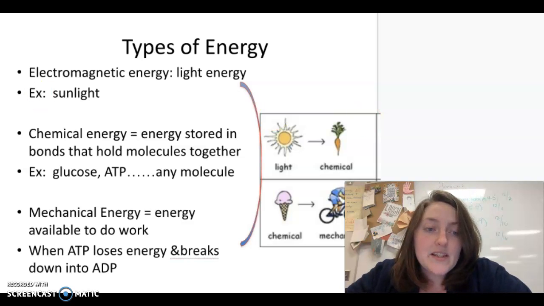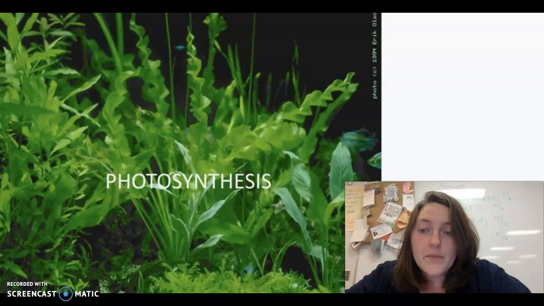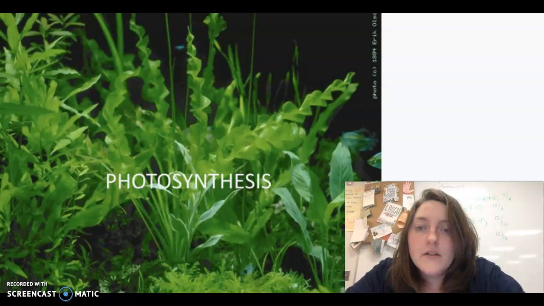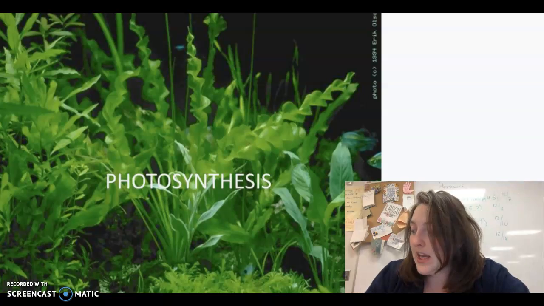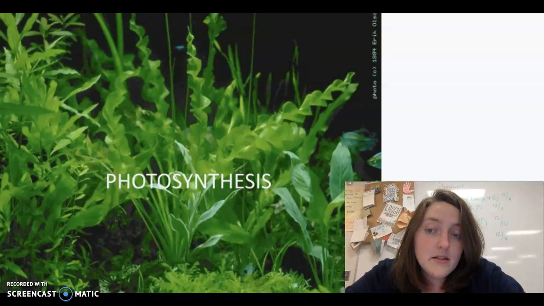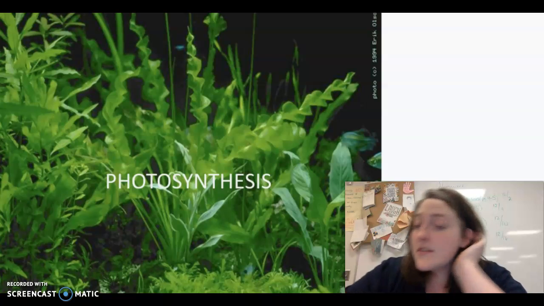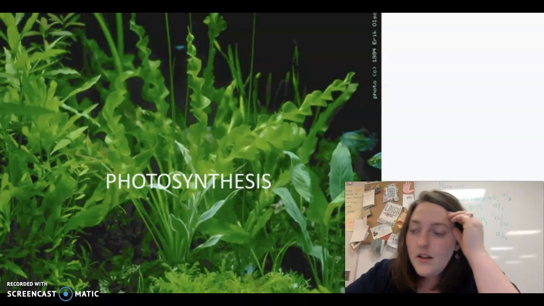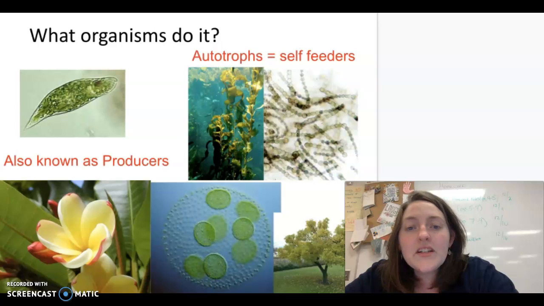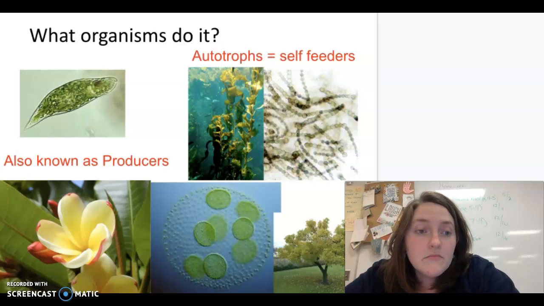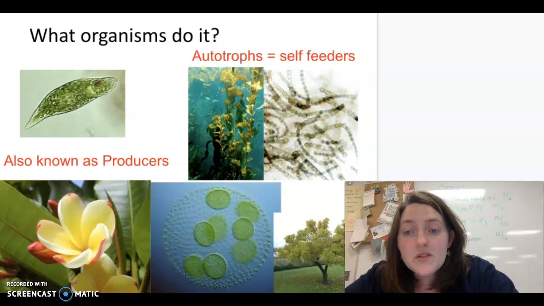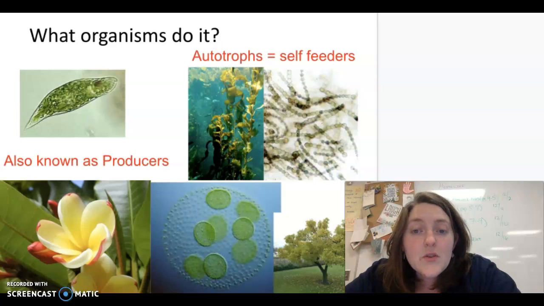Now we're going to move on to photosynthesis. This is one of our big chunks in this unit that we need to learn about. I'd like you to take a minute and turn to page 13. And we're going to start talking about photosynthesis. Now, what organisms do this? Well, as we know, anything that makes its own food is called an autotroph, and we also call them producers, so they are self-feeders. So plants, some bacteria, some protists, all photosynthesize in some capacity.